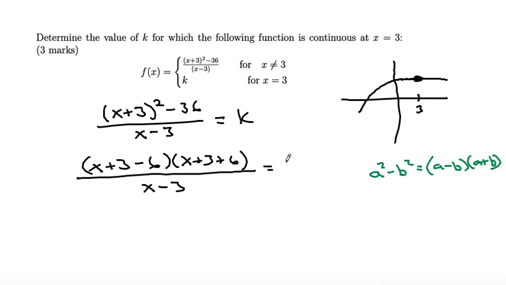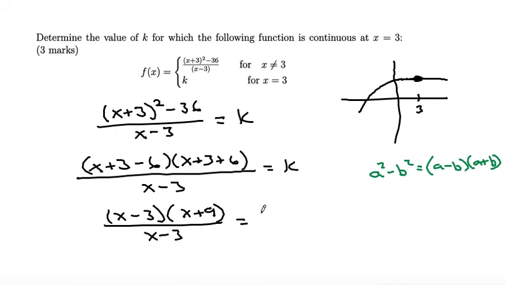And now let's see if we can simplify. x plus 3 minus 6 will go to x minus 3. And then x plus 3 plus 6 will go to x plus 9, over x minus 3, is equal to k. So here we go. We have now a factor of x minus 3 on top and bottom, so this factor can cancel out, and it leaves us with x plus 9 is equal to k.